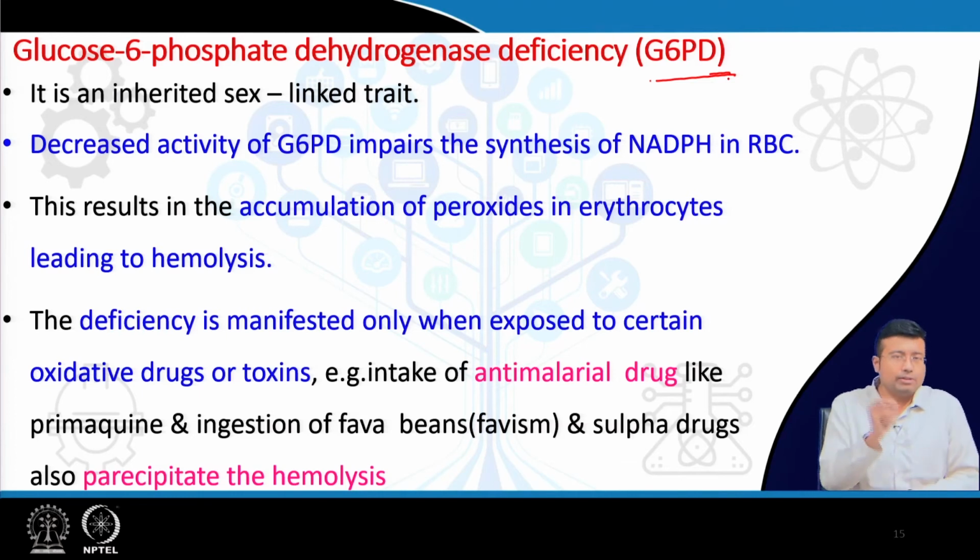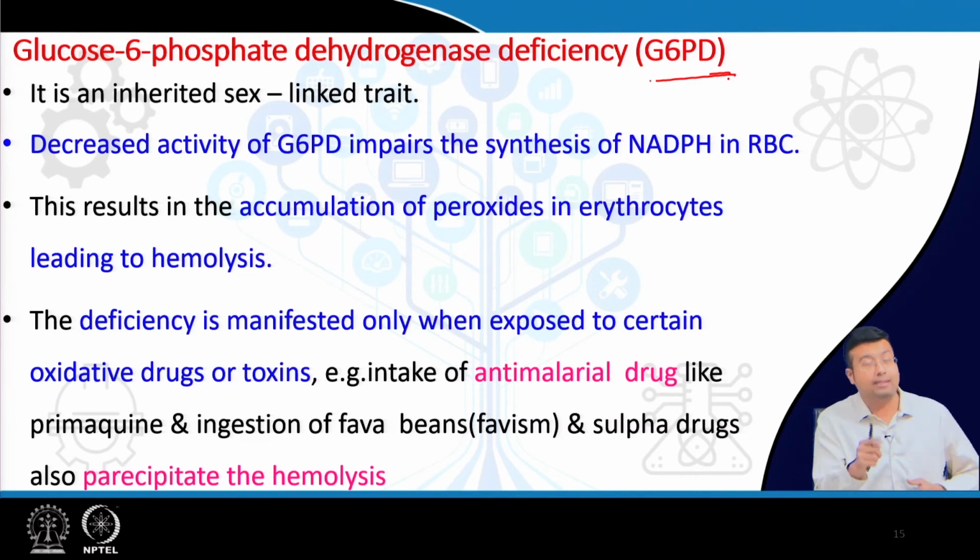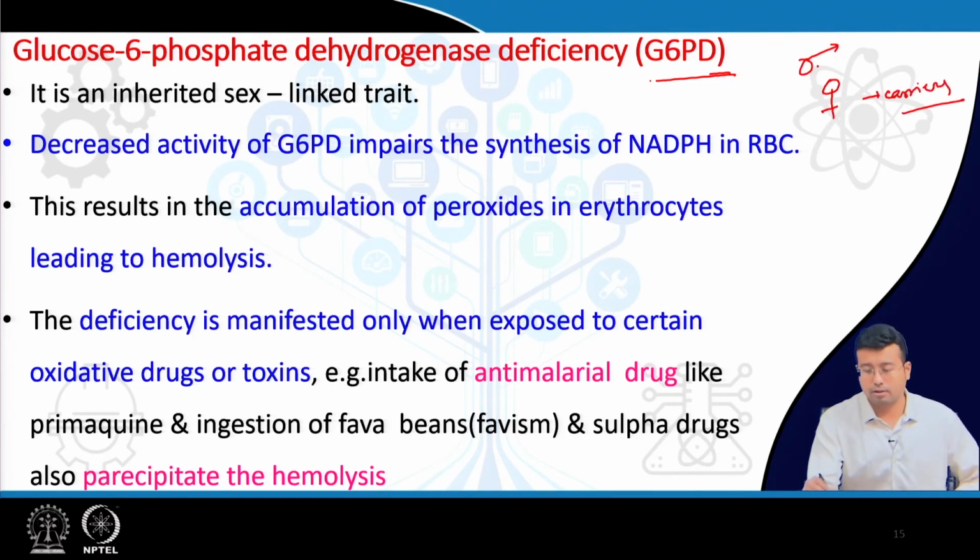So, let us see. Okay, first of all, G6PD deficiency is a sex linked trait. It means what? It is always dormant in females because there are 2 X chromosomes. It is an X linked recessive disorder, and only in male individuals, where there is only one X chromosome and one Y chromosome, can it be expressed. So, all G6PD deficient cases are males, and females are carriers of G6PD deficiency. Fine, mind it, males are patients and females are carriers.